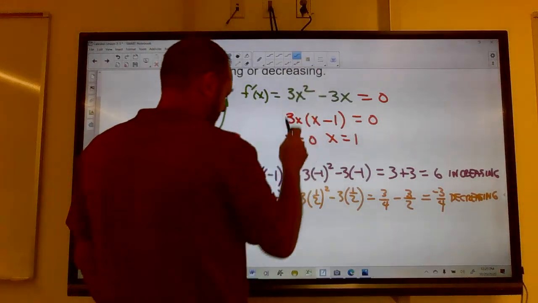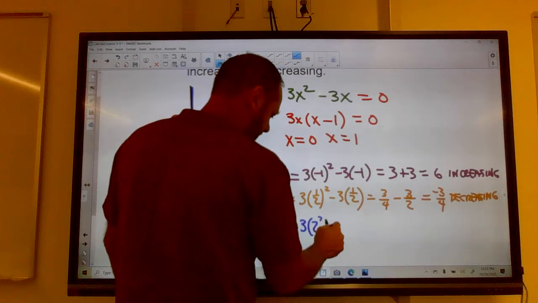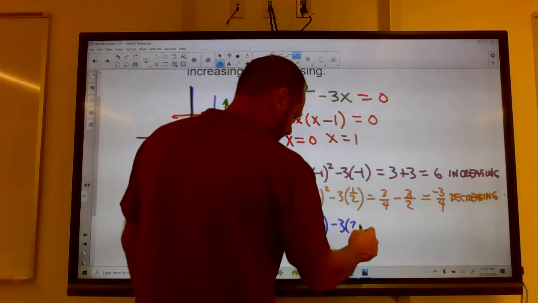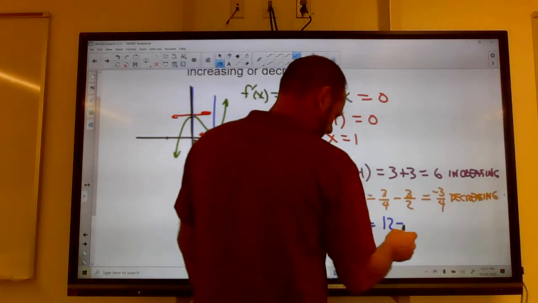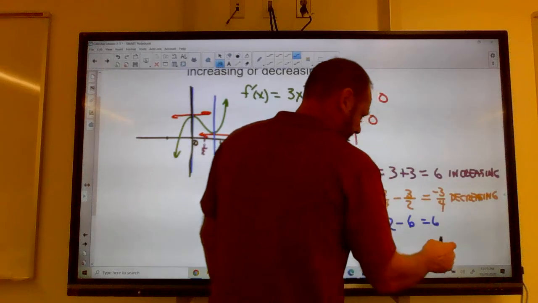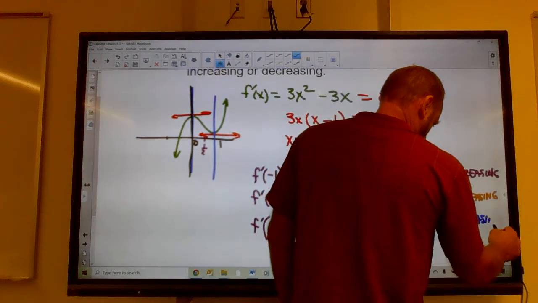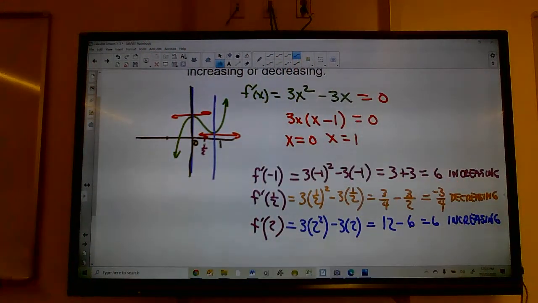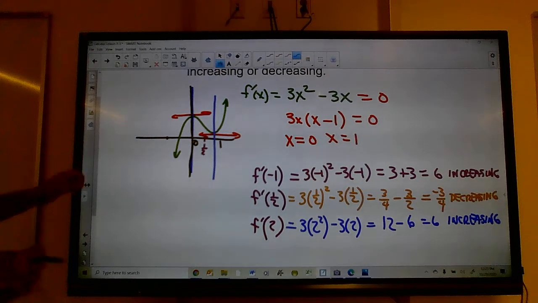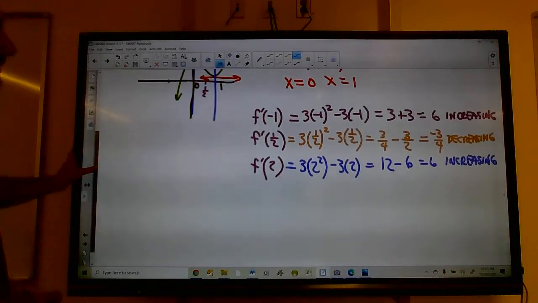Okay, let's try f prime of 2. So 3 times 2 squared minus 3 times 2. That's 4 times 3 is 12 minus 6, which is 6, which tells me it's increasing. Okay, so I'm done with that problem. Find the open intervals. So I haven't written the intervals yet.